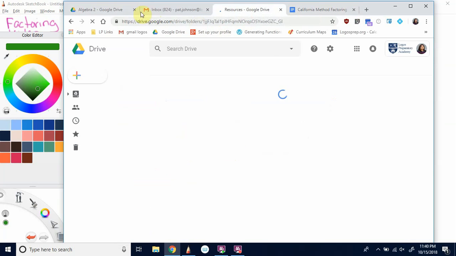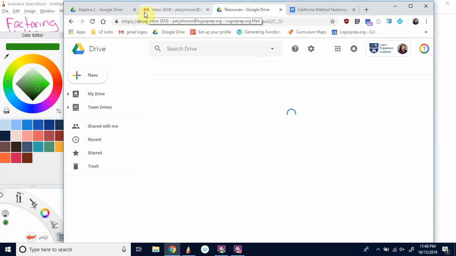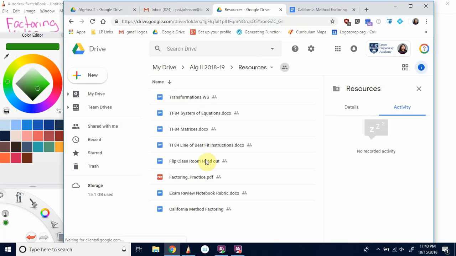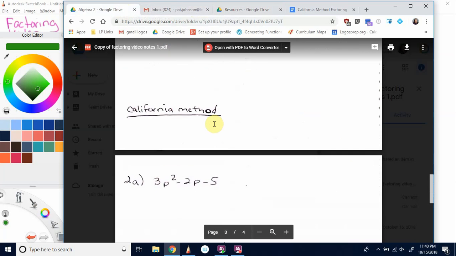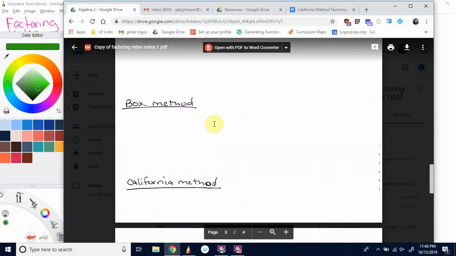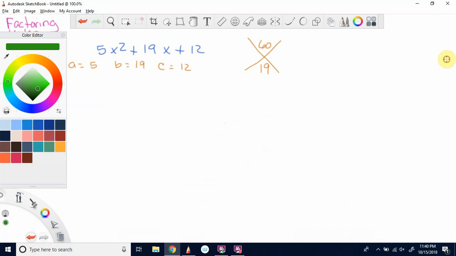So, whoopsie. What did I do? Oh, here we go. So let's look at the California method. Okay, you can pull up that sheet and you can print it out and make notes on it if you want to pause the video.